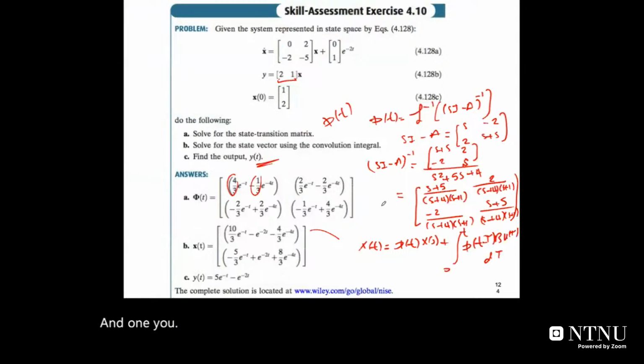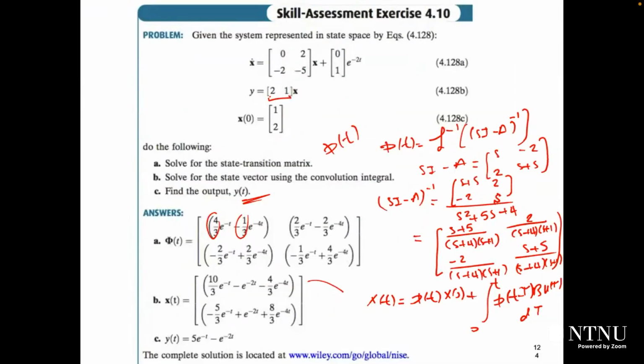Okay, so I have a problem here. Yes, so we will get the solution.